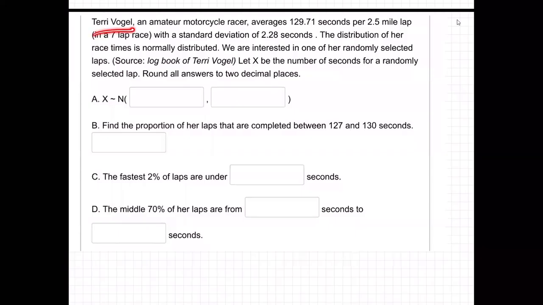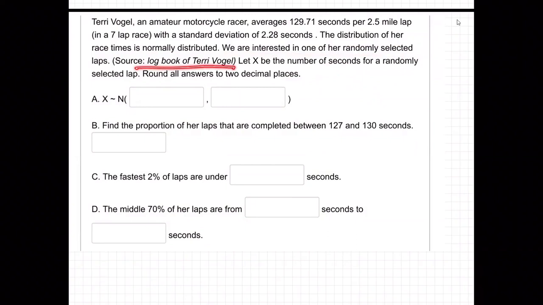Okay, so Terry Vogel, an amateur motorcycle racer, averages 129.71 seconds per 2.5 mile lap in a 7-lap race with a standard deviation of 2.28 seconds. The distribution of her race times is normally distributed like the bell curve, right? We are interested in one of her randomly selected laps.